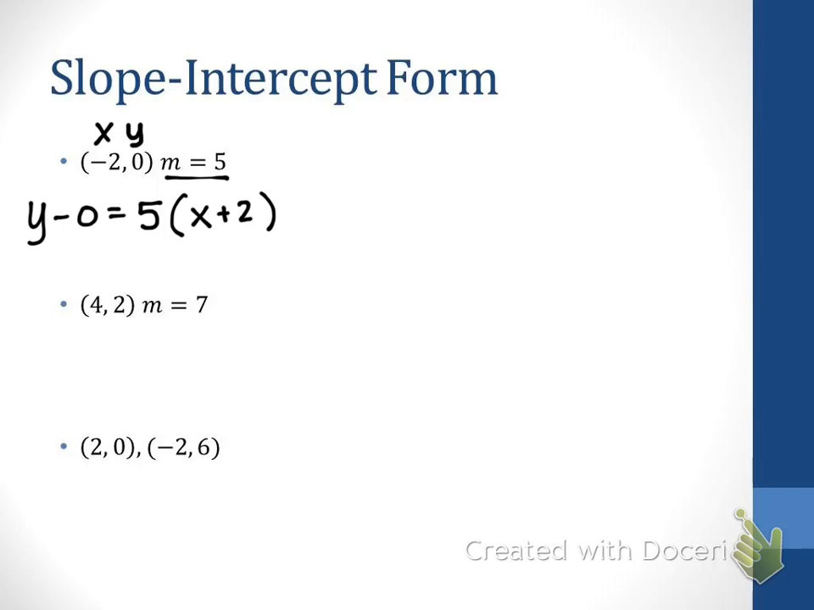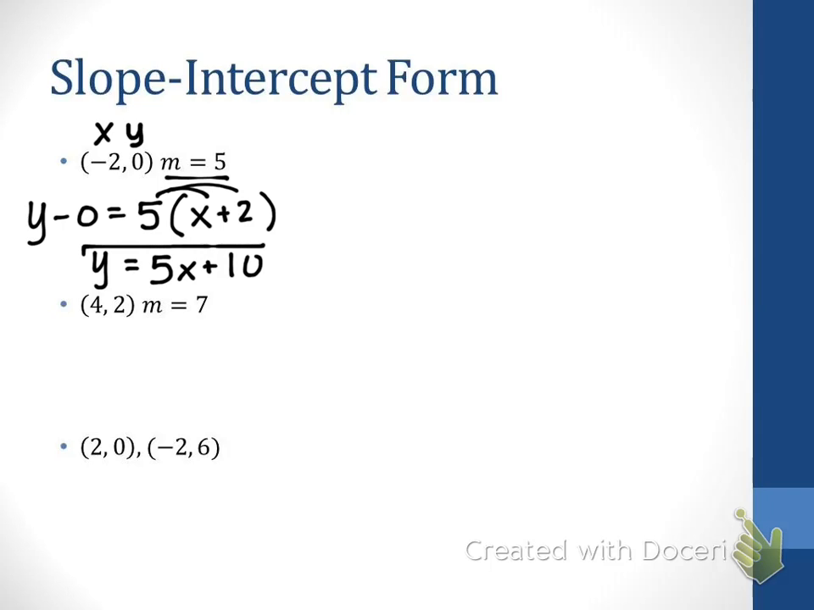Now, all I would need to do is use the distributive property and rearrange the terms. Let me ask you this. Y minus 0. Do I really need to write that minus 0? Nope, it doesn't do anything. So I'm going to write y equals 5 times x is 5x. 5 times 2 is 10. Is this in slope-intercept form? Yes, it is.